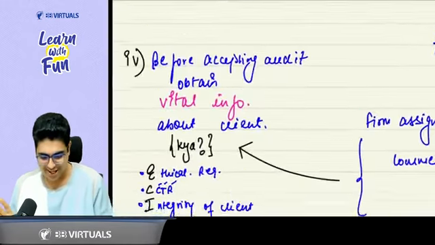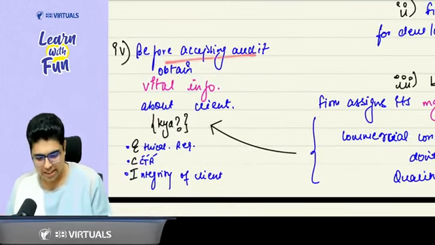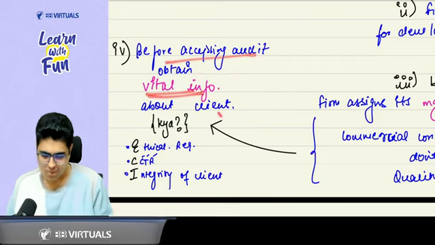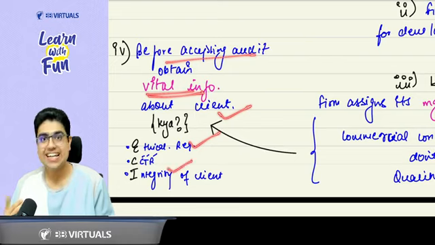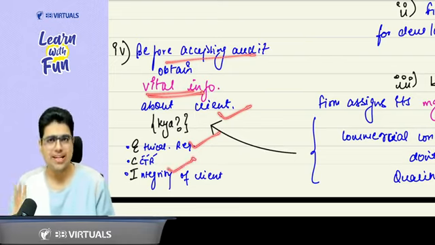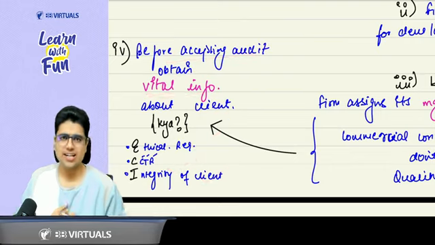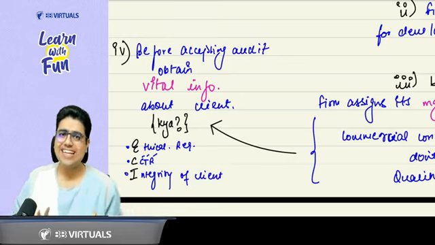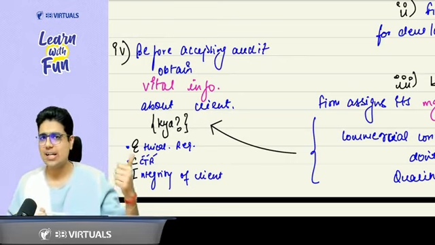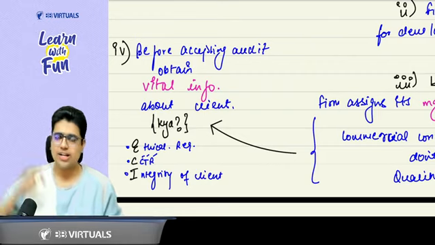Now let's read the fourth point. Before accepting any audit, obtain vital information about the client. What is the vital information? Ethical requirement, CCTR, which means competence, capability, time, resources, and integrity of the client. So instead of SECI, here we will check ECI. ECI means ethical requirement, CCTR, and integrity of the client. You got the point or not?